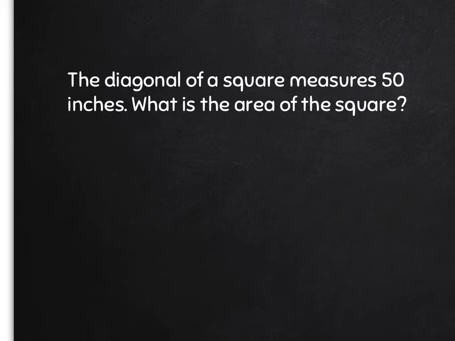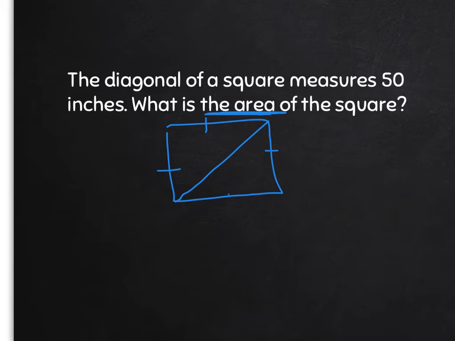Alright, and then we're told here the diagonal of a square is 50 inches and we want the area. I'm going to underline that I want the area so I don't forget and do too much work. The nice thing about squares is that all the sides are the same. And I have a right angle. So instead of using A and B, I'm going to use A and A because I know they have to be the same measurement.